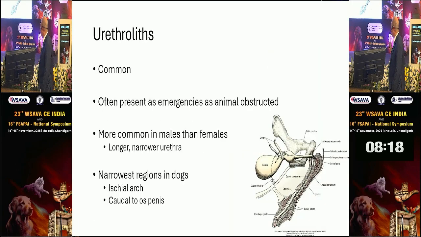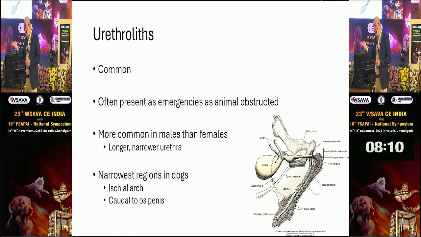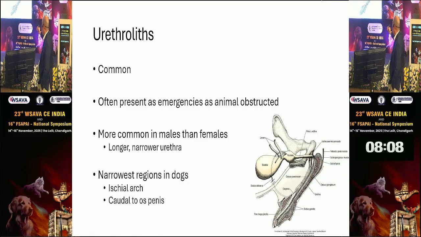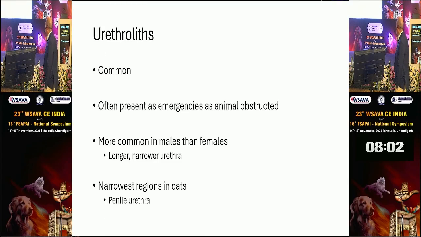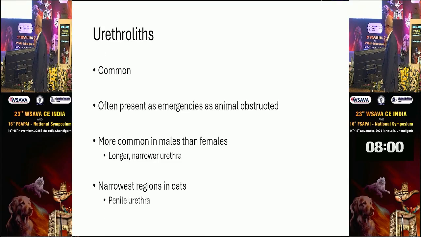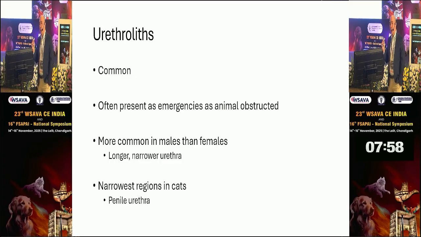So urethral stones are much more common in the males because of the longer urethra. And in dogs, the areas where we see blockage is around the ischial arch and then also just caudal to the os penis. So this is where they often will bank up. Now, the urethra is narrow, it's thin-walled, it's small, and it's surrounded by cavernous vascular tissue. Do not operate on this area unless you absolutely have to.